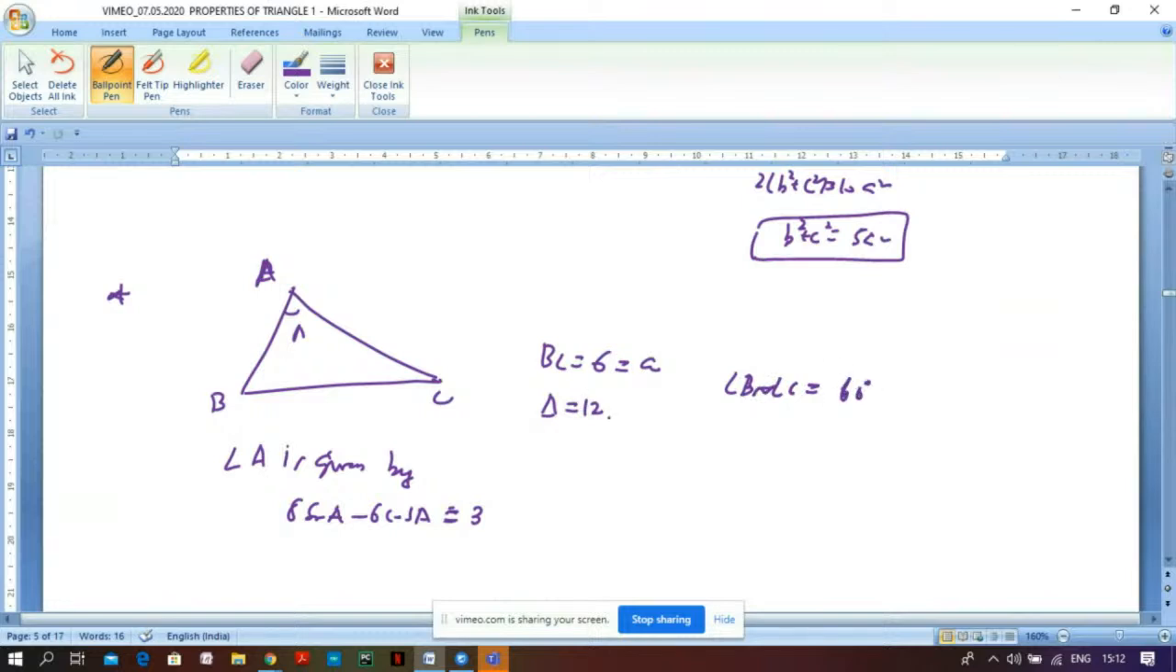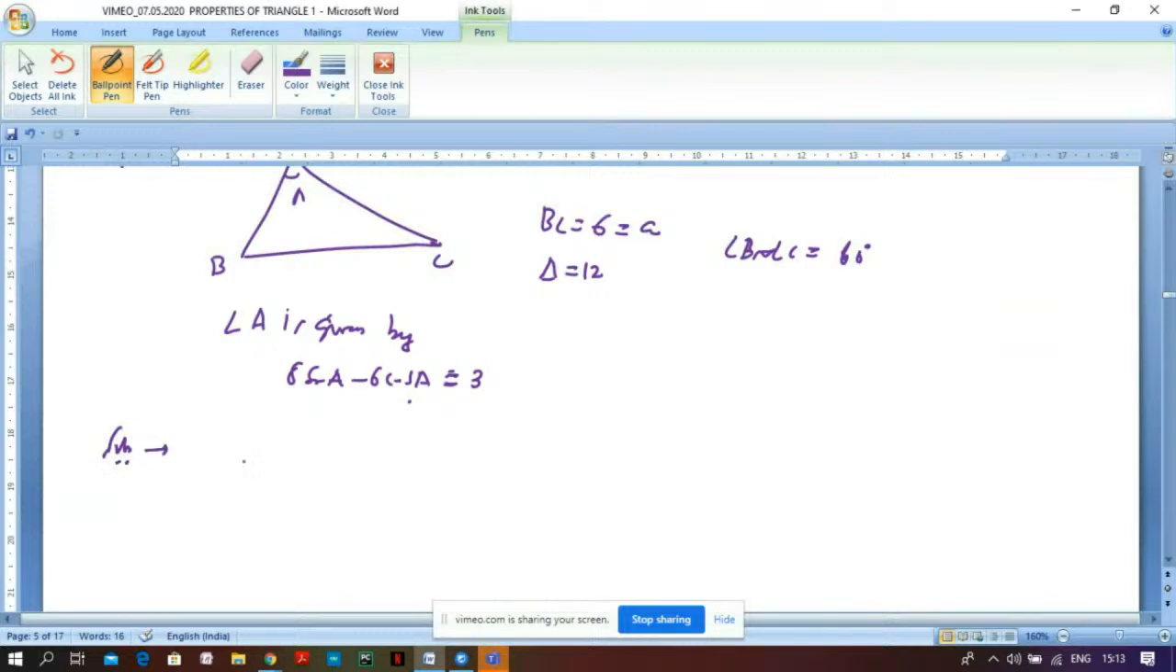So let me read the question again. Given triangle ABC in which the area is 12, side A is 6, and difference of base angles is 60 degrees. Prove that angle A, the angle opposite to the given base, this BC, is given by 8 sine A minus 6 cos A equal to 2. Means you don't have to find the value, but you just have to find what A satisfies.